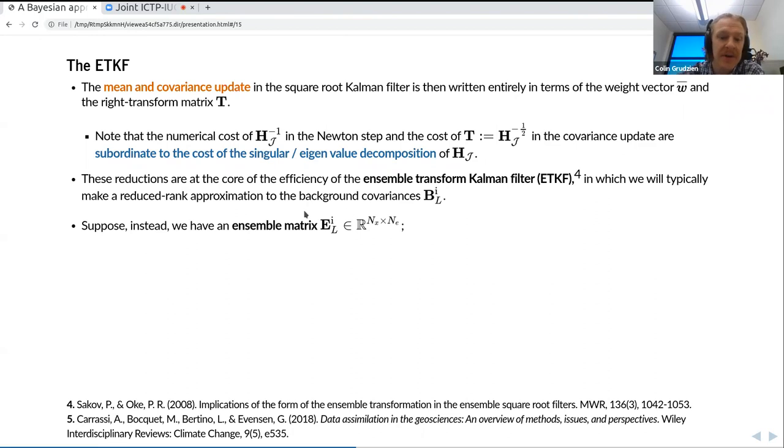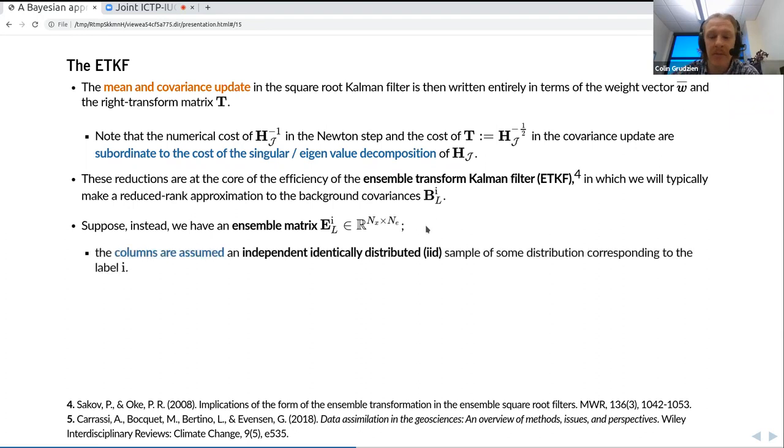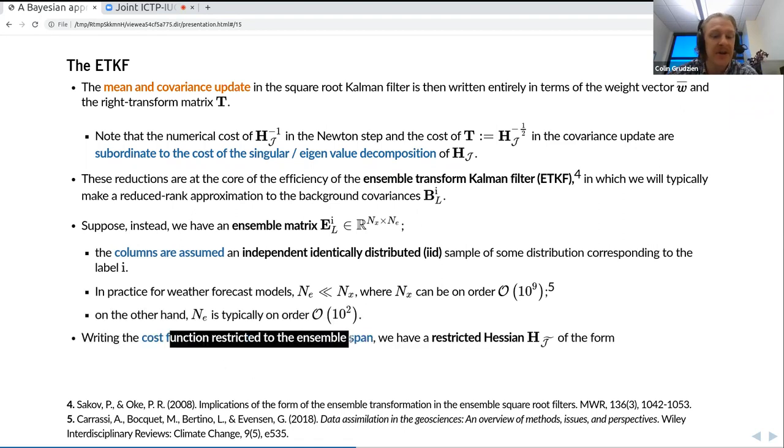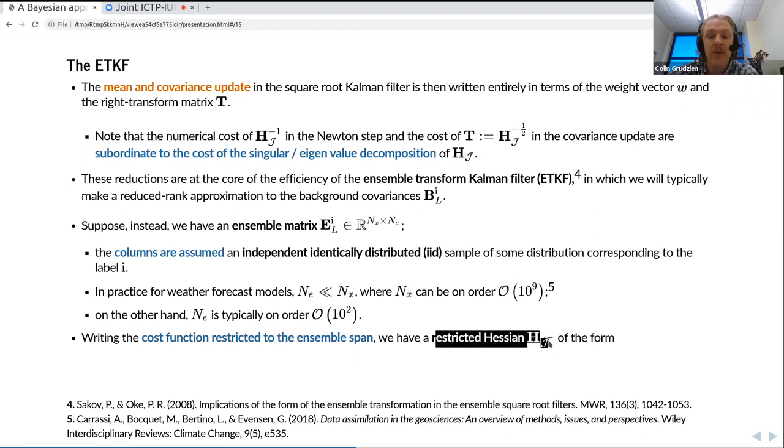Instead, suppose that we have some ensemble matrix, where this is our model state dimension and this is the ensemble size, where these are assumed to be drawn from the appropriate distribution. In practice, the ensemble size is much smaller than the state dimension, so we can write the cost function in the ensemble span, and we'll have a restricted Hessian that is just of size ensemble dimension times ensemble dimension. This is a major reduction in numerical cost when we want to perform a singular value decomposition in the ensemble dimension.